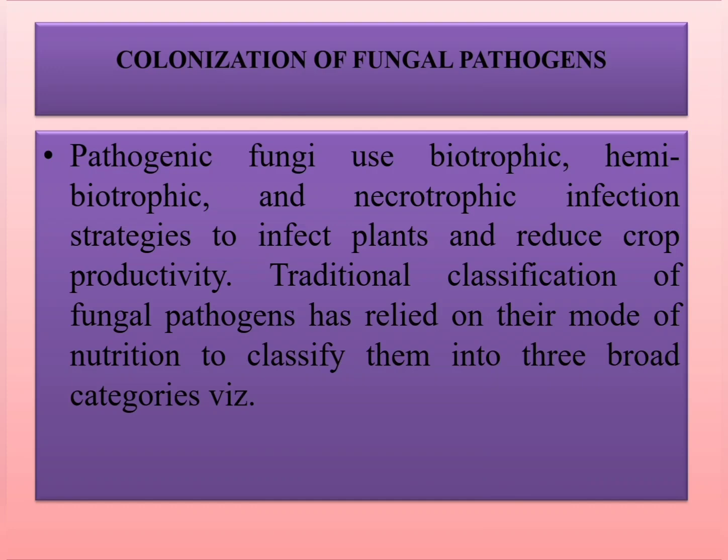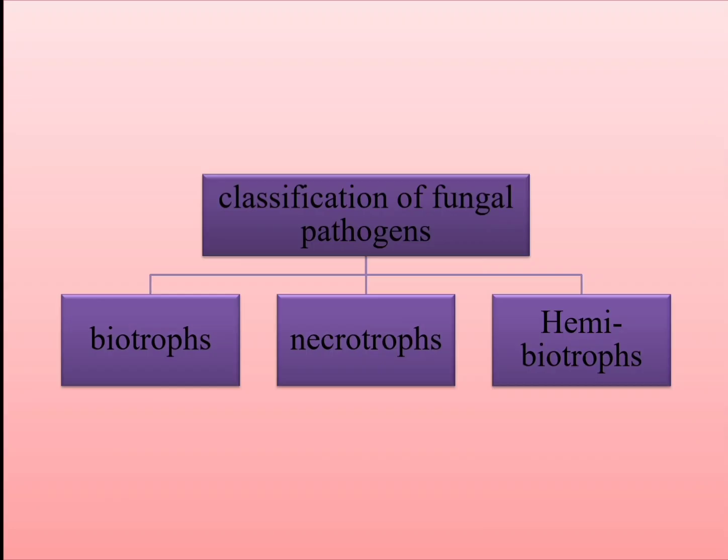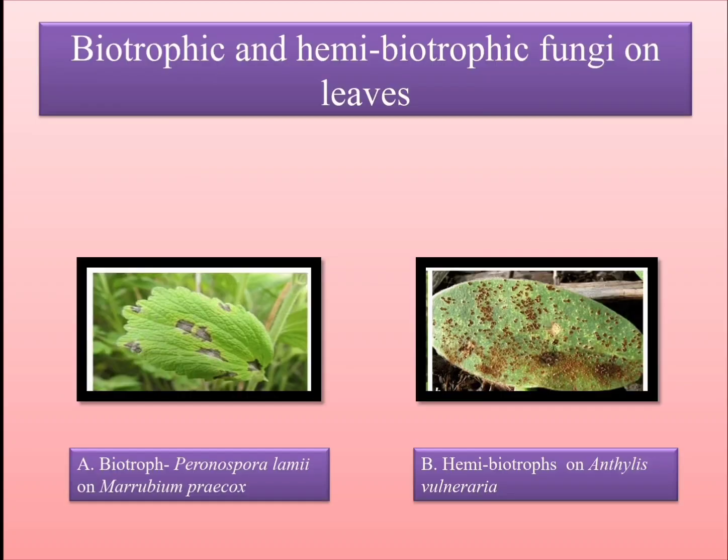Colonization of fungal pathogen. Pathogenic fungi use biotrophic, hemibiotrophic and necrotrophic infection to infect plants and reduce crop productivity. Traditional classification of fungal pathogens relied on the mode of nutrition. They are classified into three types: biotrophs, necrotrophs and hemibiotrophs. These are the examples for hemibiotroph and biotroph.